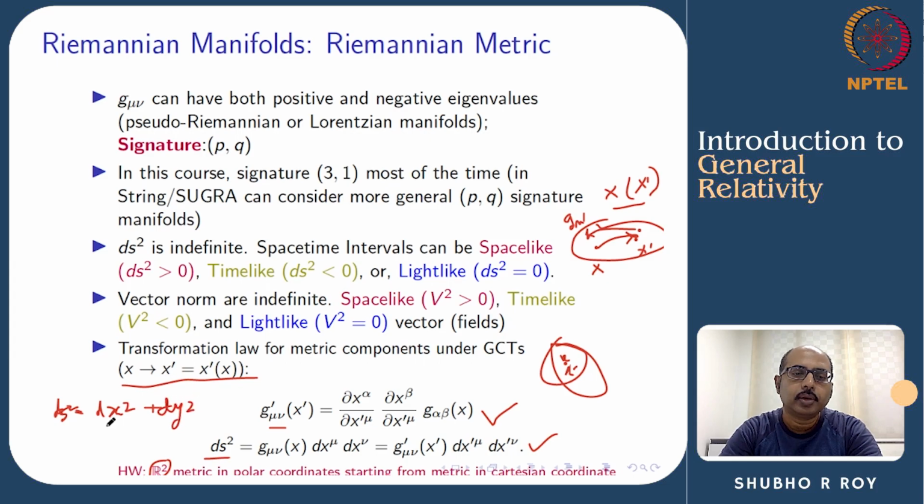And then use the transformation from Cartesian to plane polar coordinates to write down the metric in plane polar coordinates, which will turn out to be something like this. We'll do this as a homework. Okay, so just use this transformation law to work out what the components are.